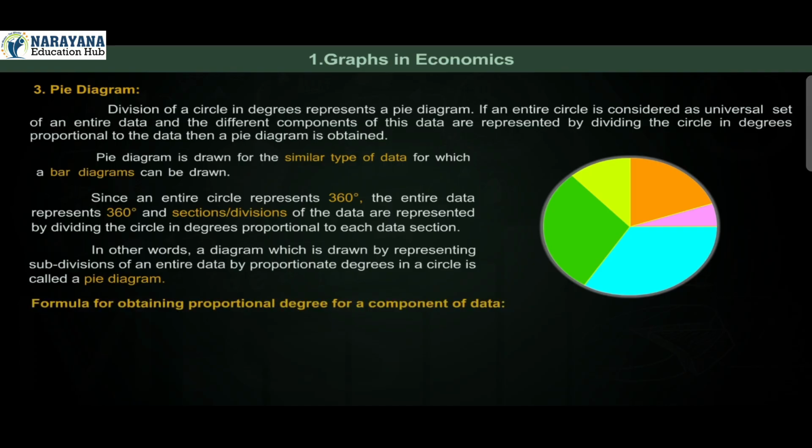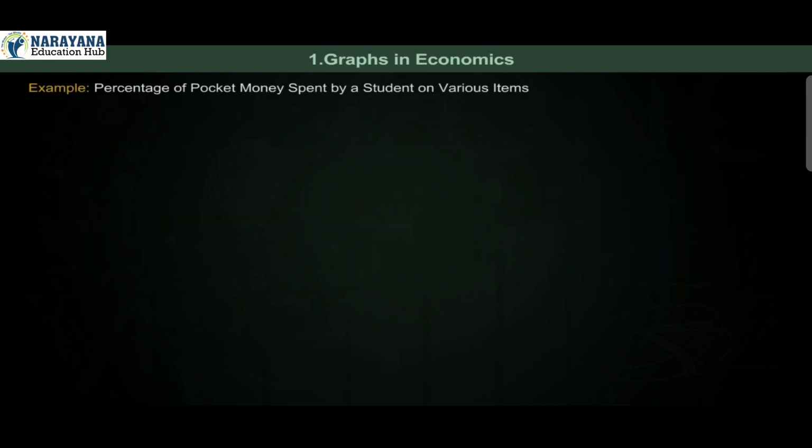Formula for obtaining proportional degree for a component of data. Degree is equal to component value divided by total value, multiplied by 360. Example: percentage of pocket money spent by a student on various items.